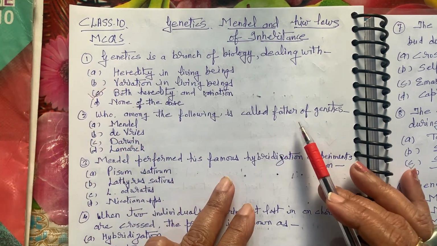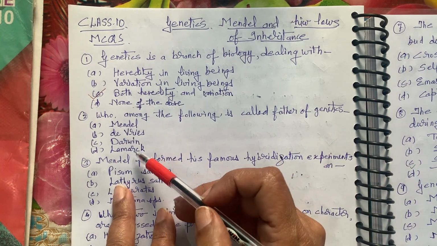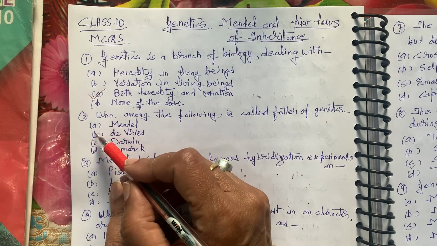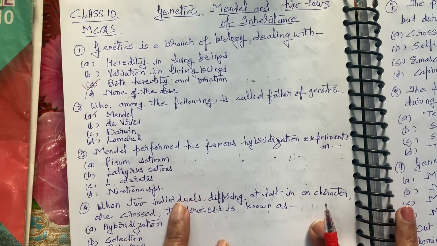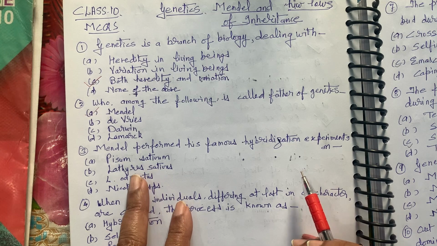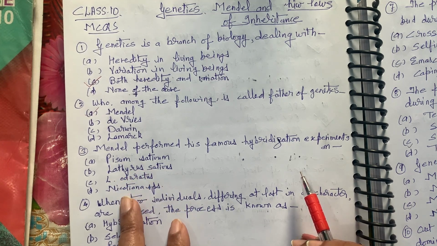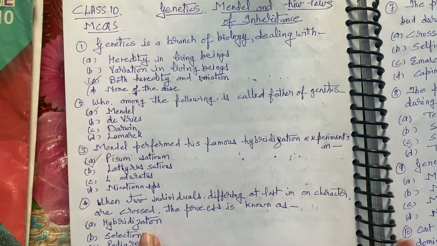Who among the following is called father of genetics? Mendel, De Vries, Darwin, Lamarck. The correct option is Mendel. Mendel performed his famous hybridization experiments on Pisum sativum, Lathyrus sativus, Lathyrus odoratus, Nicotiana species. The correct option: Pisum sativum.